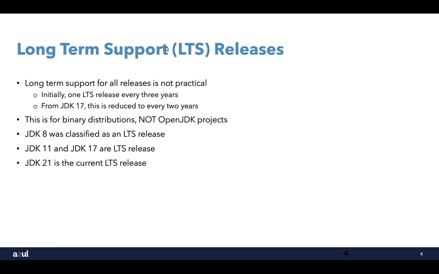But the good news for users is that all the distributions have aligned along the same long-term support releases that Oracle have. So if you go to Amazon, if you go to Temurin, if you go to IBM, all of them will have the same long-term support releases, 8, 11, 17, 21, and so on. So that makes life a little bit simpler in terms of choosing which version to use. If you're interested in having extended maintenance and extended support, then those are the ones to choose from.